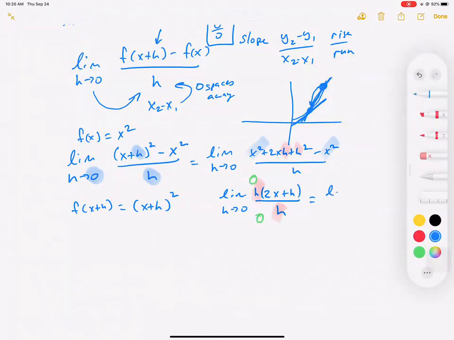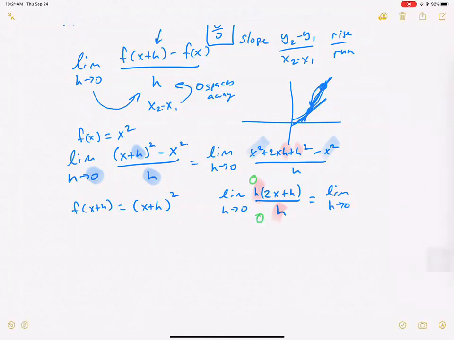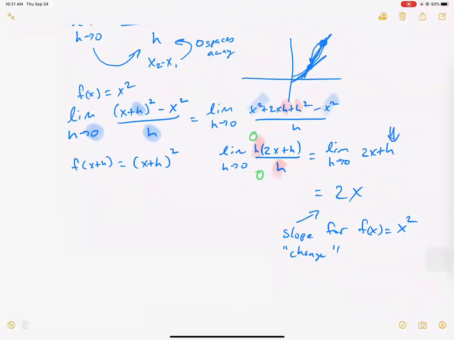And this gave us the limit as h approaches 0. As you notice, I kept writing limit, limit, limit this whole time because I haven't plugged it in yet. I've been holding myself back, restraining myself. And we're at 2x plus h. Now that we got rid of our 0 over 0, we can now freely plug in 0. So it's 2x. So what does this mean? This idea here is that this is the slope for f of x equals x squared. This is the change. Okay? The slope, this is the change.